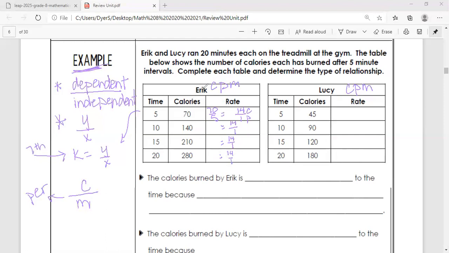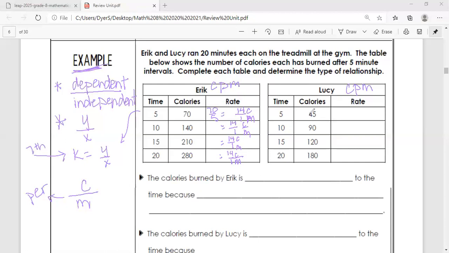So Eric, for each one of these 5-minute intervals, he burned 14 calories per minute. Let me go ahead and write my units here. I put a P there instead of M. Calories per minute, calories per minute, calories per minute. Okay, let's go over here then to Lucy.